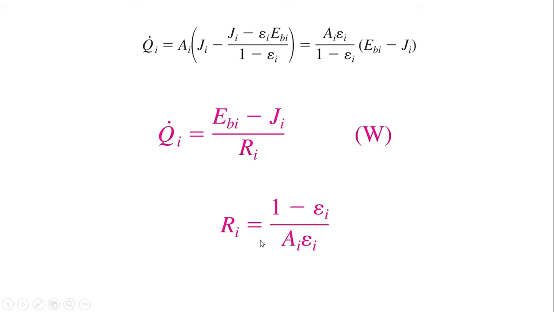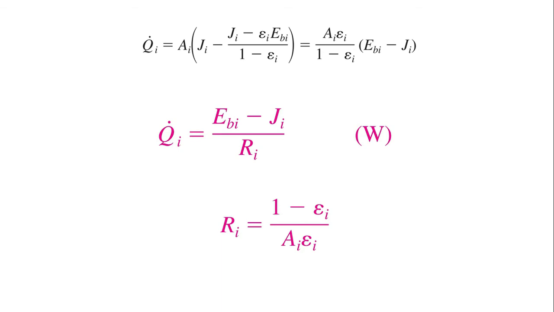This equation is known as the surface resistance to radiation, and in this equation the quantity, the emissive power minus the radiosity, corresponds to the potential difference, and the net rate of radiation heat transfer corresponds to the current in the electrical analogy.